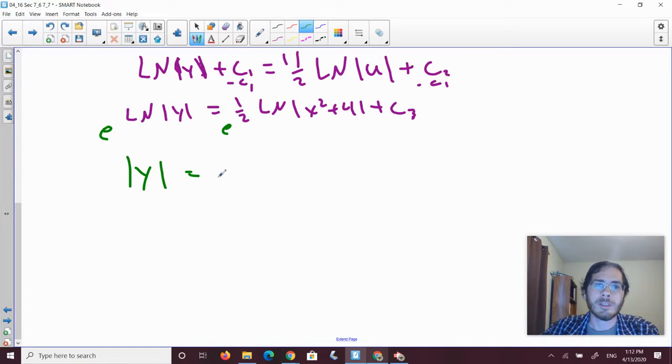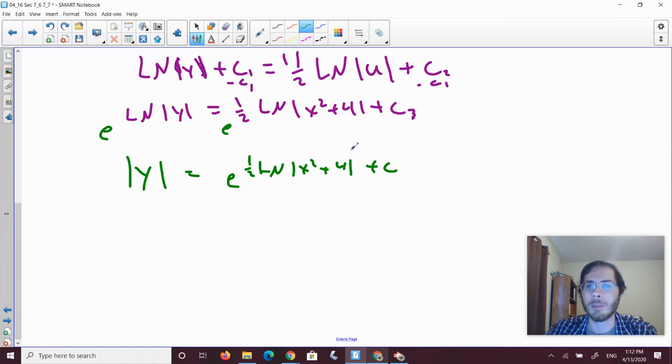And then we have e to the 1/2 ln of x squared plus 4 plus c. Well, that looks pretty complicated. So let's see how we can simplify that a little bit. From the log rules, we could write this as e to the ln of the square root of x squared plus 4, because we can make this 1/2 into an exponent. Still plus c, this is all in the e.